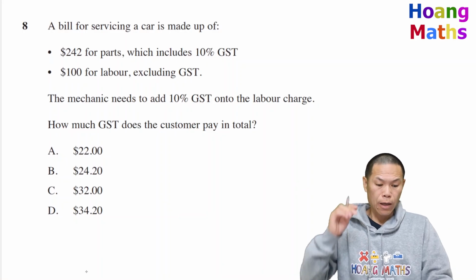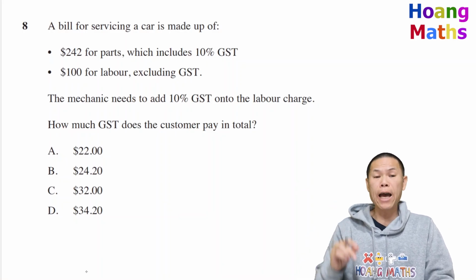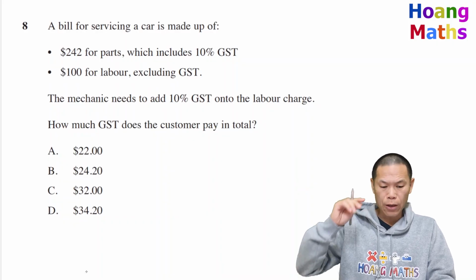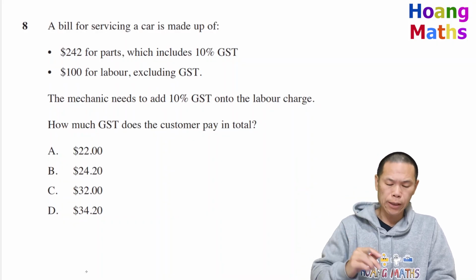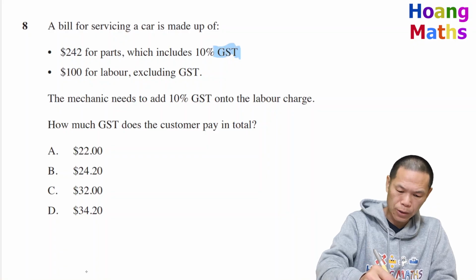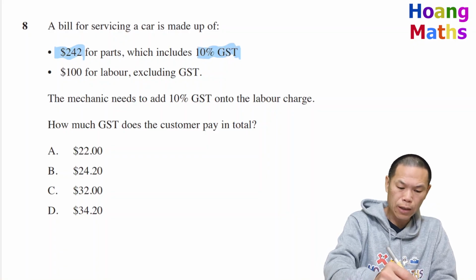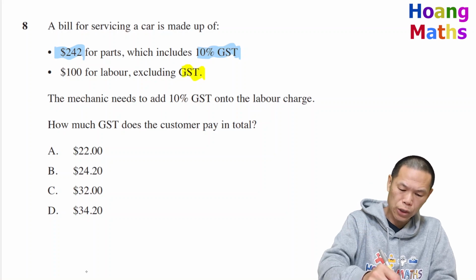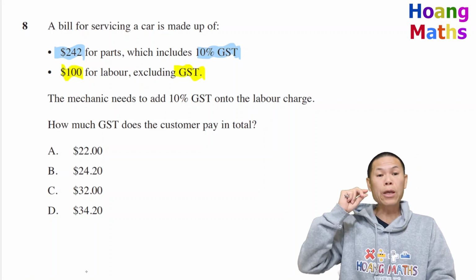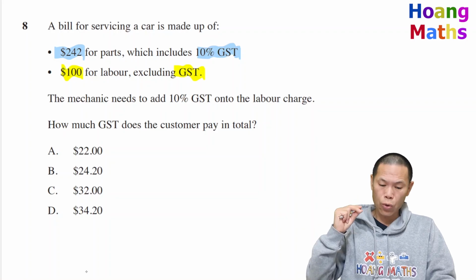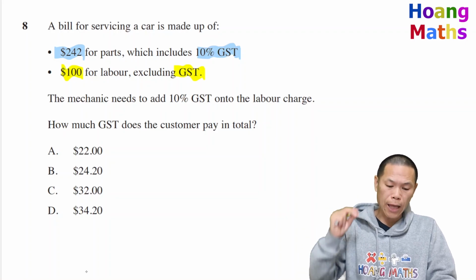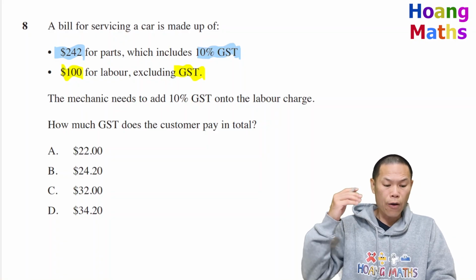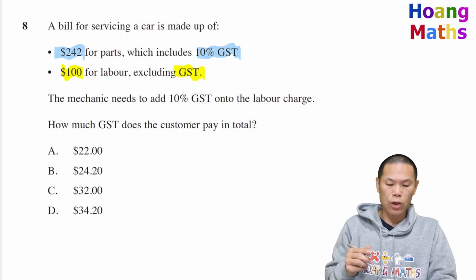Question number 8. A bill for servicing a car is made up of $242 for parts, which includes GST. That is 10%, so that is already including GST. Whereas $100 for labor is not including GST. And the question is, we need to work out the total amount of GST that the customer has to pay. So we just work out the GST for $242 first.